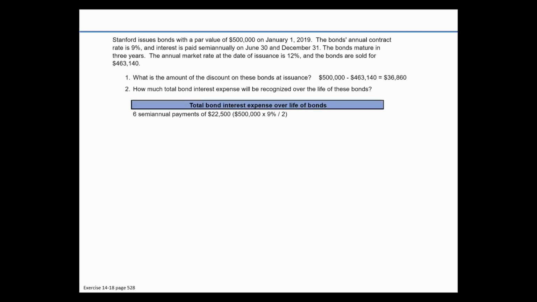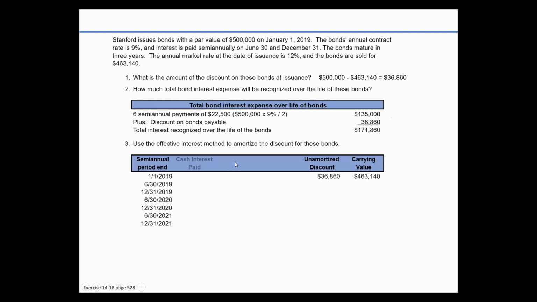And then you want to figure out how much total bond interest expense would be recognized over the life of the loan. So again, it is a 3-year loan, and so you're making payments twice a year. So you're making a total of 6 semi-annual payments. We know that the payment for the interest would be $22,500, because you take the 500,000 multiplied by 9% divided by 2. Over 6 payments that is 135,000, plus the discount on the bonds payable of 36,860. And so then the total interest recognized over the life of the bond is 171,860. Again, the reason for that is 135,000 is the interest. At the end, you're going to have to pay an additional 36,860, which is the amount of the discount that was involved.